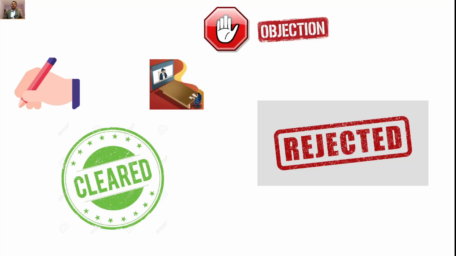Once your patent is granted, the certificate is not sent to you by speed post or something like that. It is uploaded on the patent website, and from that website you can download your certificate, and your grant of patent is from the date on which you actually filed the application.